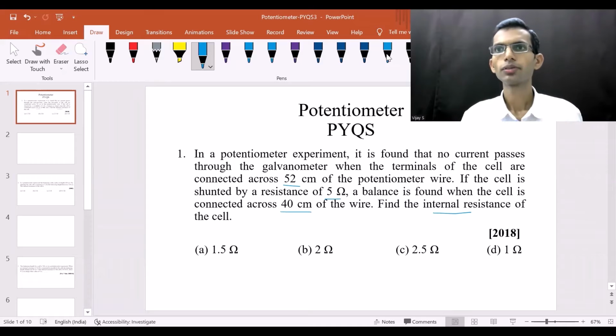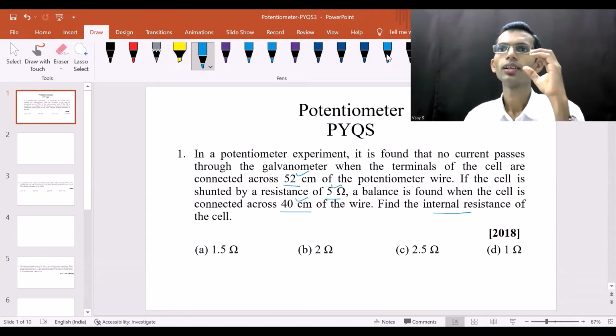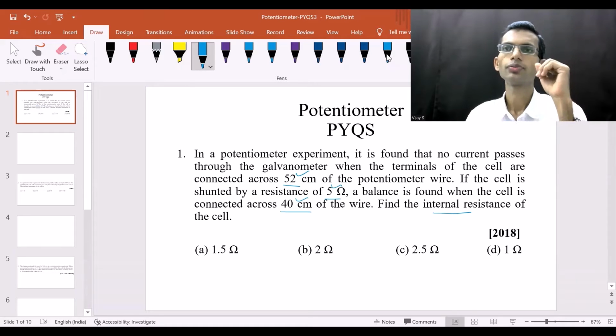What is given to us? He gave balance length for the cell case as 52 centimeters. He gave balance length for the shunted cell case as 40 centimeters. He gave shunt resistance value as how much? 5 ohm. Right. He is asking us to find internal resistance of the cell.